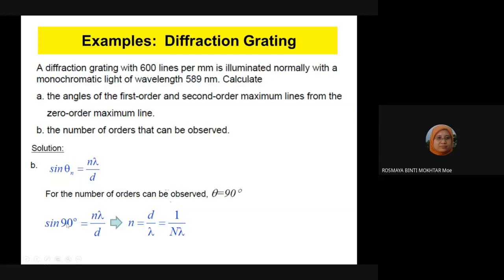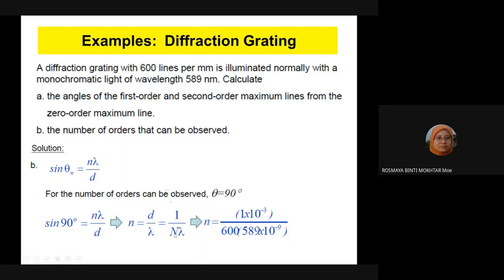Sin theta is 1, sorry, sin 90 degrees is 1. So lambda is D per N? N is D per lambda. Okay, cross multiply. So you get D per lambda. So for N number, we substitute as N lambda.